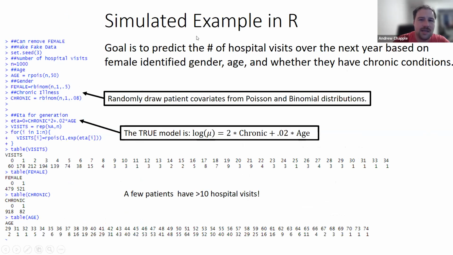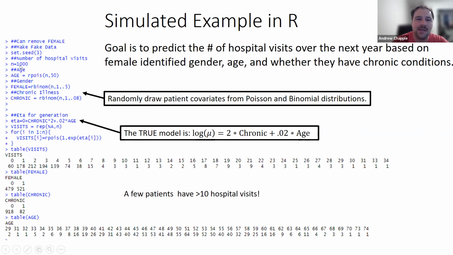So this is just me simulating an example in R, and I just want to show you that this actually works. The goal here is to predict the number of hospital visits over the next year based on female-identified gender, age, and whether or not they have chronic conditions.